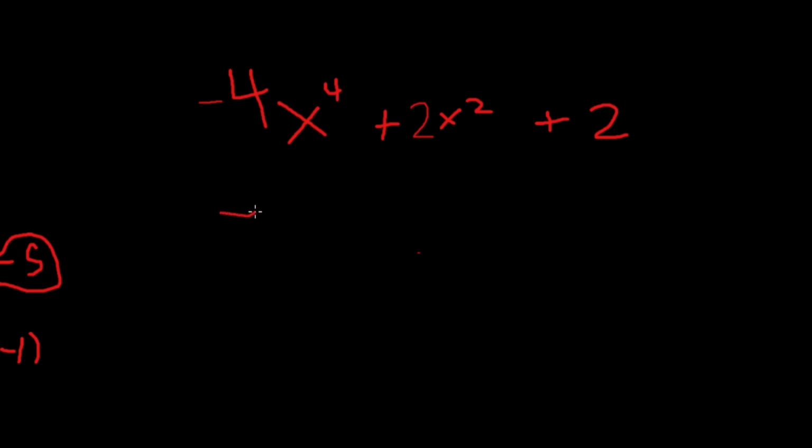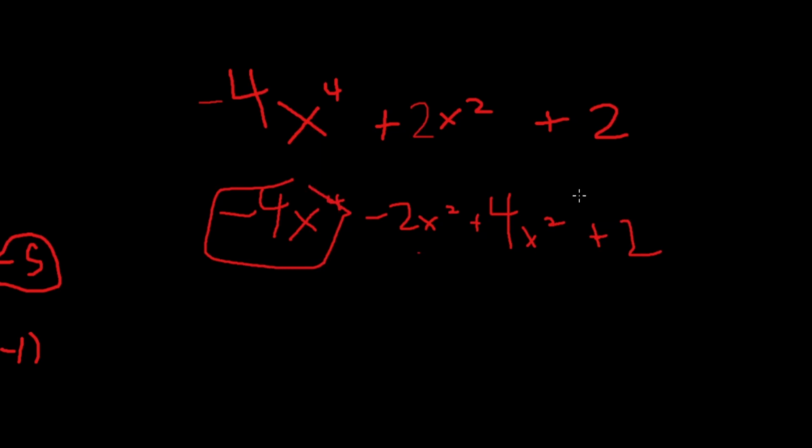-2. Okay, -8. So that would be, yes, -2, +4, because that adds to 2. So -2x squared plus 4x squared plus 2. Wham. Bam. Find the GCF. 4x squared, it would seem, for this.